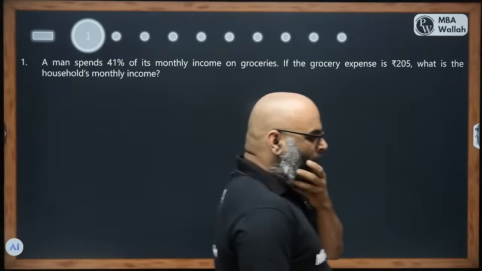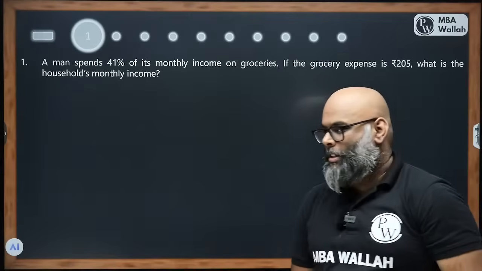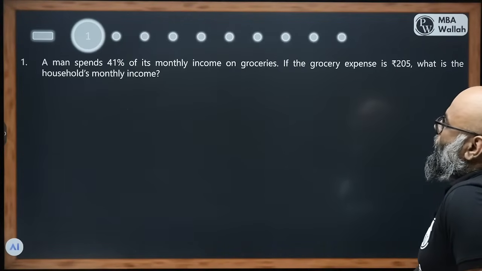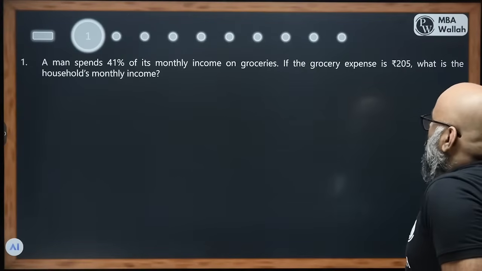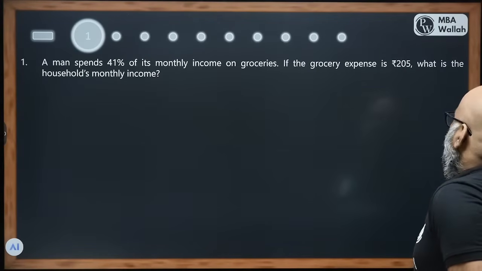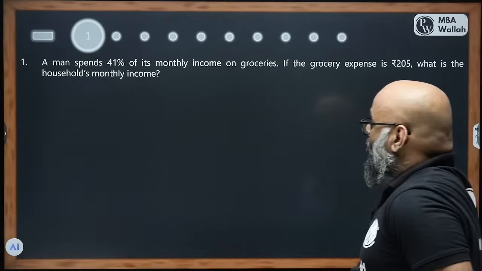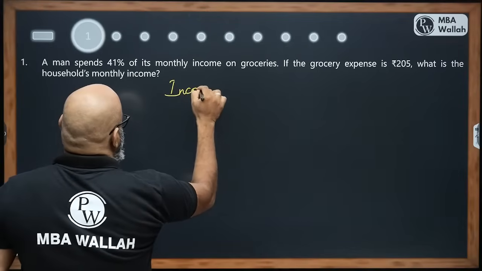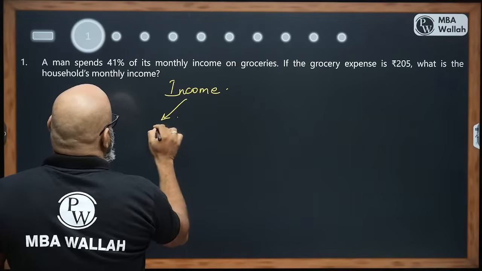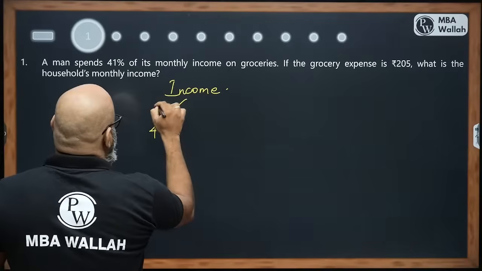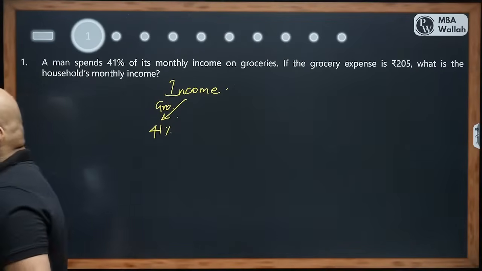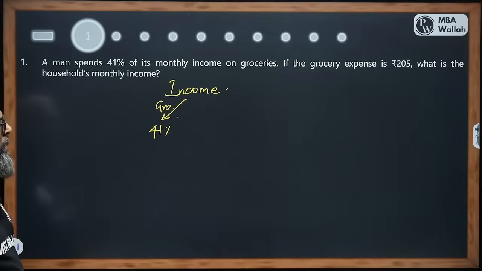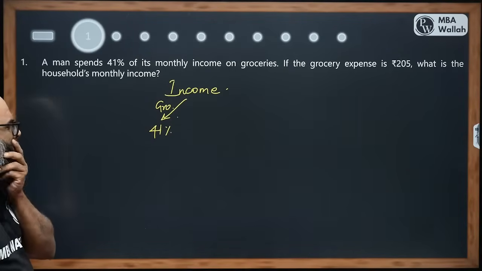So first question, most of them are basic here. So let's start cracking them. A man spends 41% of his monthly income on groceries. If the grocery expense is 205, what is the household's monthly income? Now notice this, there is an income here, out of which 41% goes on groceries. That's given. So 41% on groceries is what we are looking at.